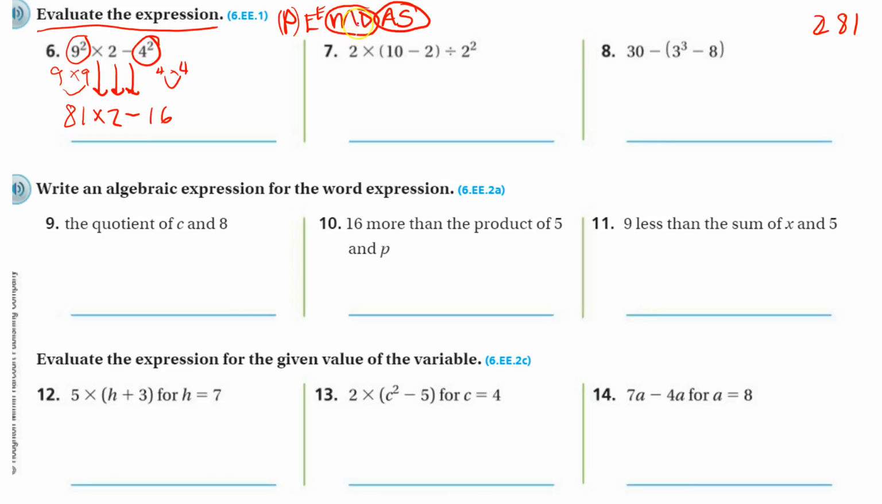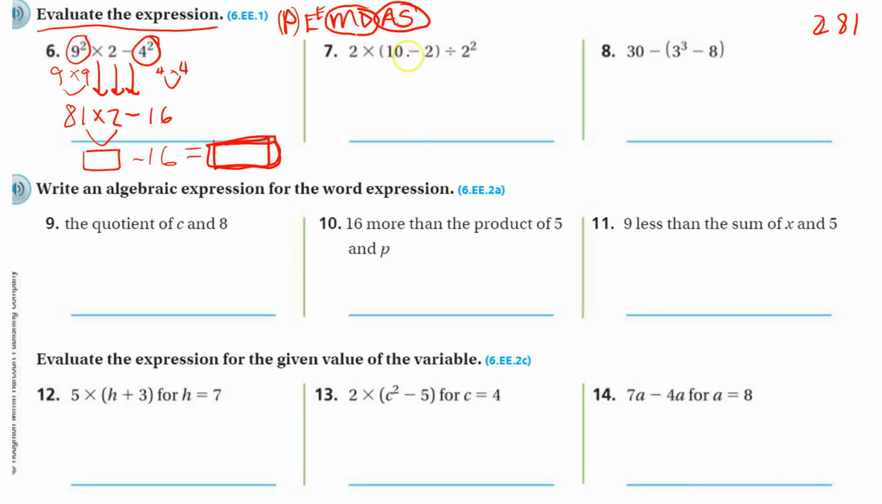Order of operation says do any multiplication and division next. So I'm going to do 81 times 2, get this answer, minus 16 from that, and this will be your final answer.